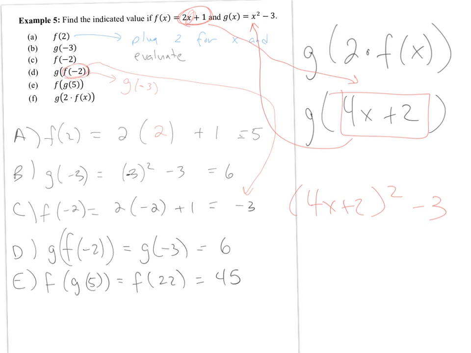You could simplify by FOILing it out. 16x squared plus 16x plus 4 minus 3. 16x squared plus 16x plus 1.